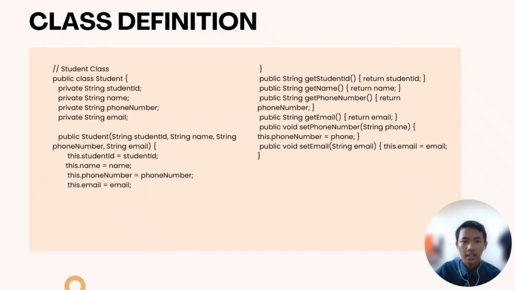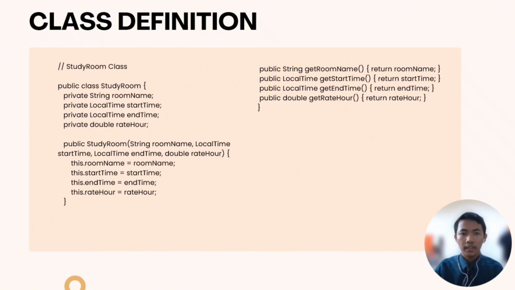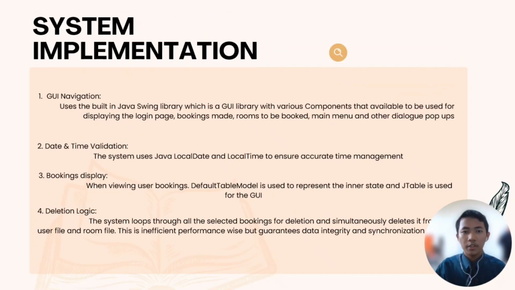These are snippets of our implementation of this code. This is the basic implementation of study room. For GUI navigation, we use the Java Swing library for a simple but complete GUI experience for ease of use and a good experience. Time management is done by using Java LocalTime and LocalDate for guaranteed accuracy. Bookings display for user and room is done by a table model from the Java library for internal state and JTable of Java Swing for the on-screen display. The relation logic guarantees the integrity of data between the student file and study room file.